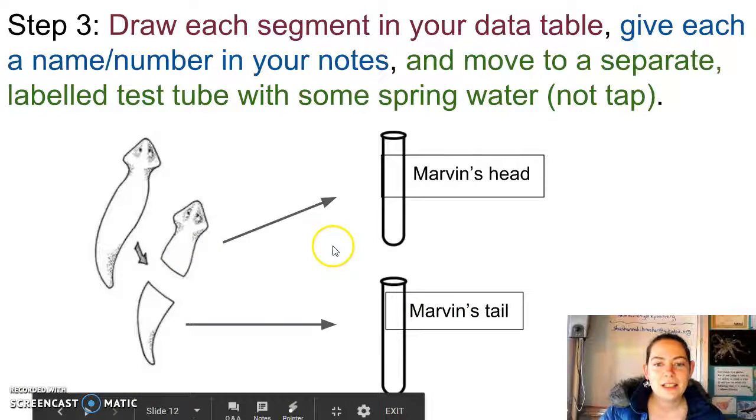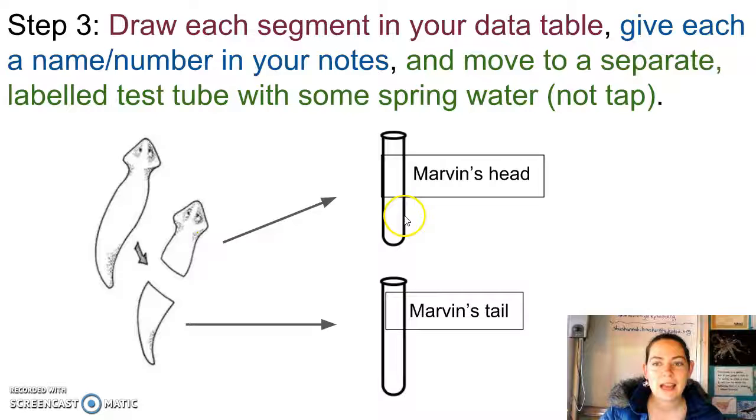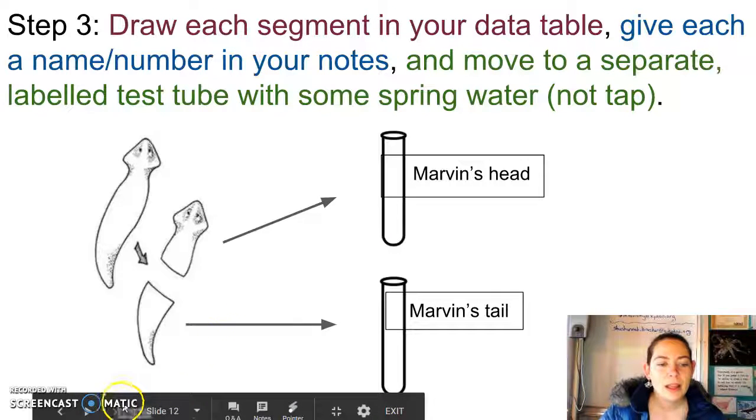You're going to put each half in a different test tube and label it so you know which was which. Add a little spring water to it. Make sure you use the spring water, not the tap water, because they don't like tap water. It's got chlorine and stuff in it. And then you're going to watch over a couple of weeks as these guys regrow.